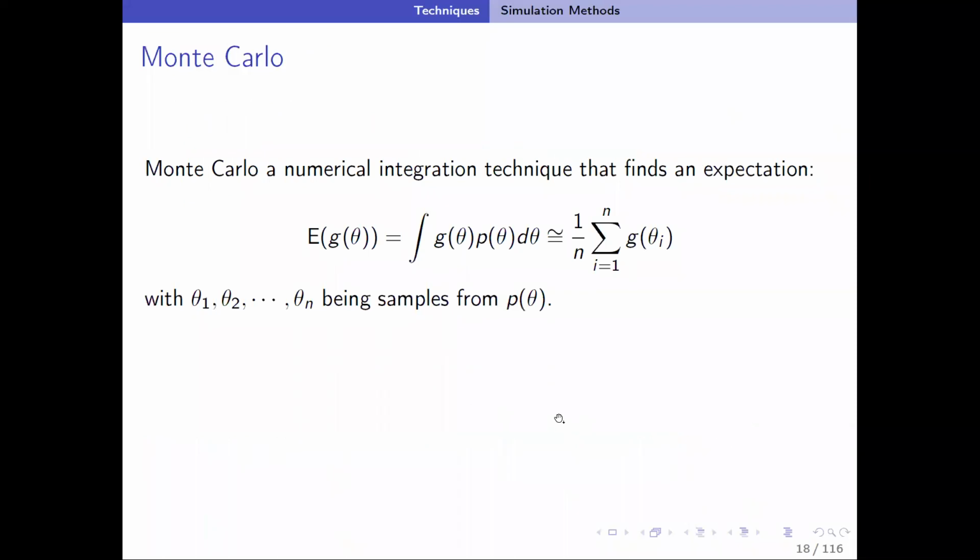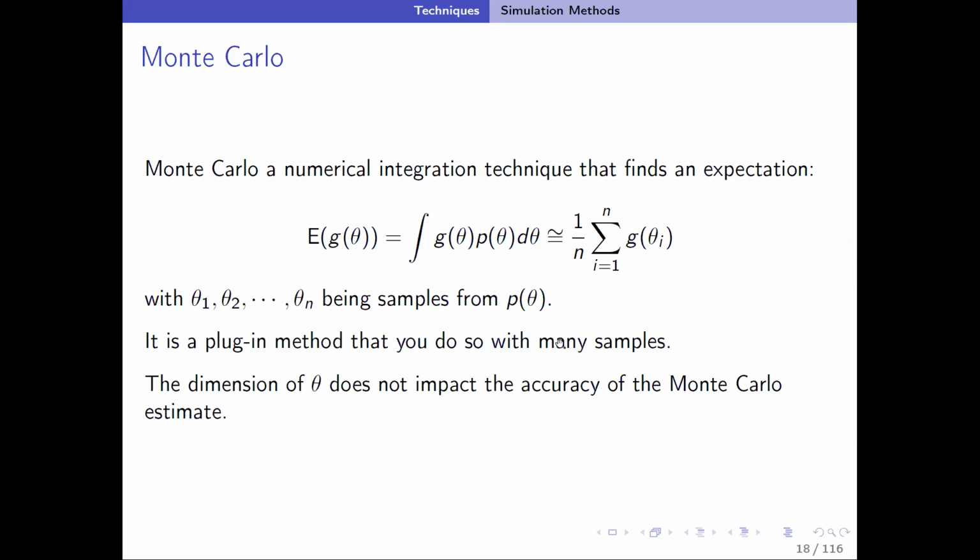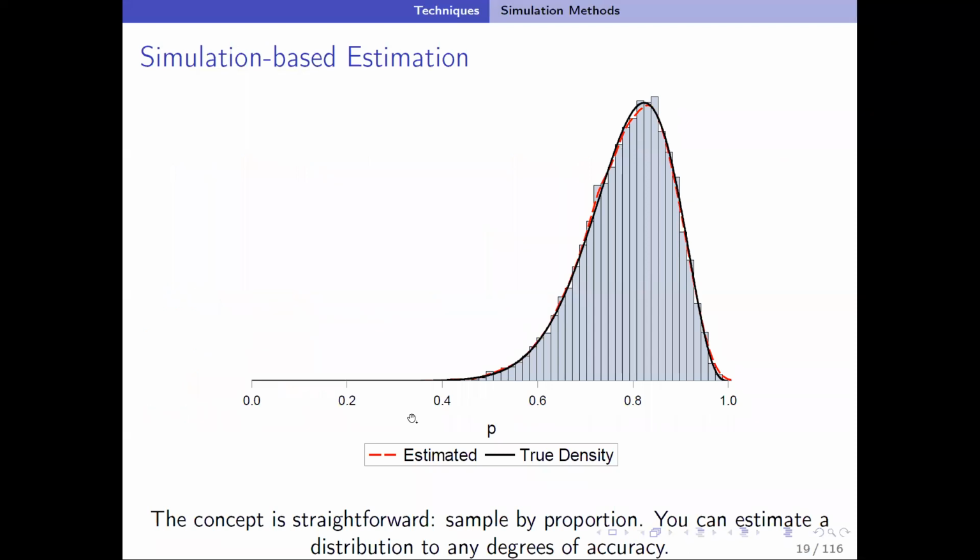This is called Monte Carlo. And Monte Carlo, in fact, is just an integral. It boils down to a summation approximating the integral. That just means that if you are able to draw samples from a target distribution, you plug in the samples many times over, and you can solve the second problem fairly easily. And the dimension of theta doesn't impact the accuracy of the Monte Carlo estimate. So now we are talking about simulation-based estimation. The idea of simulation is: if you know the true density is the black line, and you can sample, what does it mean? Sampling just means sampling by proportion.